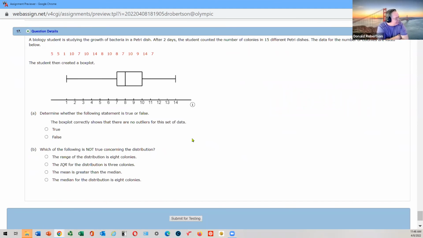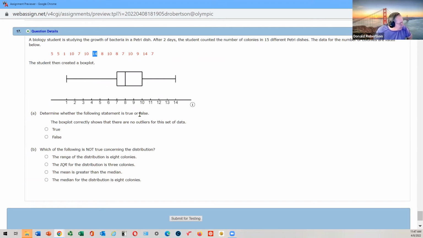Already made for you. A biology student is studying the growth of those bacteria from earlier, I guess. After 2 days, the student counted how many colonies. So one of the Petri dishes had 5. One of them only had 1, the one that you gave it at the start, I guess. And one of them was ready to take over the world because it's got 14 in it. So this is from that data, this is the stem and leaf that was corrected, right? This is box plot, I should say.